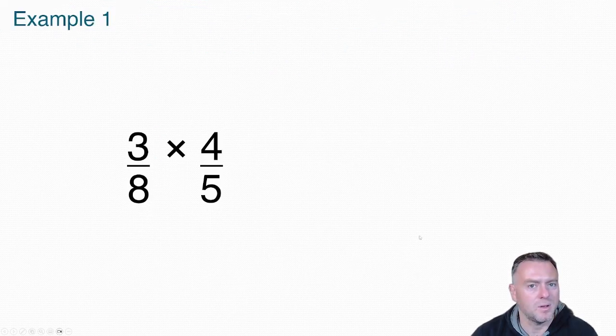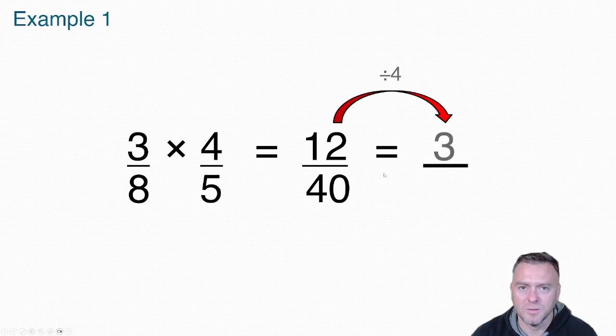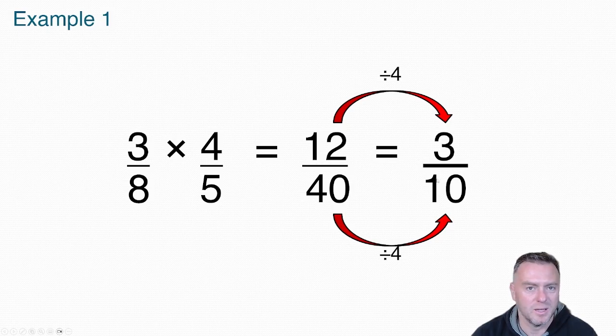The example I have here is 3/8 times 4/5. So we're going to go through exactly the same process. 3 times 4 gives us 12, and then 5 times 8 gives us 40. And because we've got two even numbers on the top and the bottom, we should look at that and go, we should be able to reduce it. In this case, we could divide them both by 2 a couple of times, or we could see that's the same as 4, and 4 goes into both of those. So we can divide the top by 4, and we can divide the bottom by 4. So we get the 3/10.